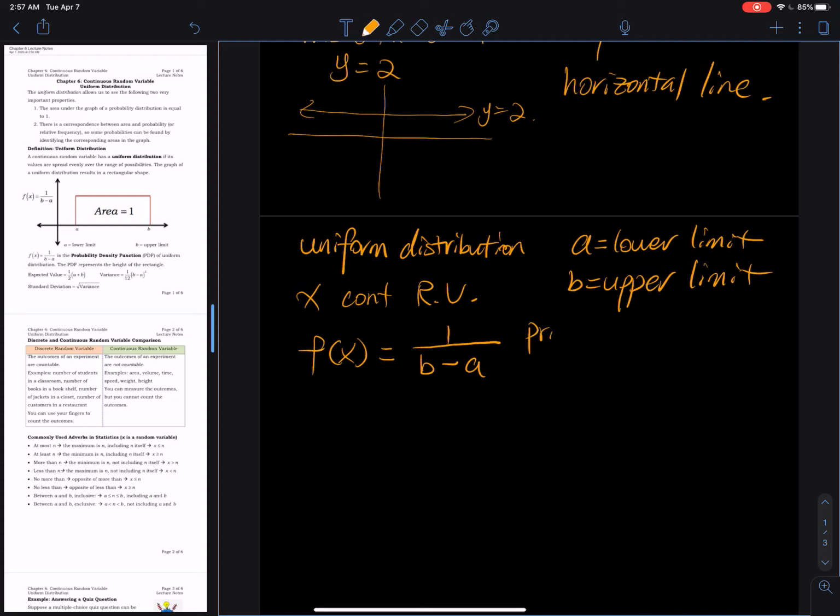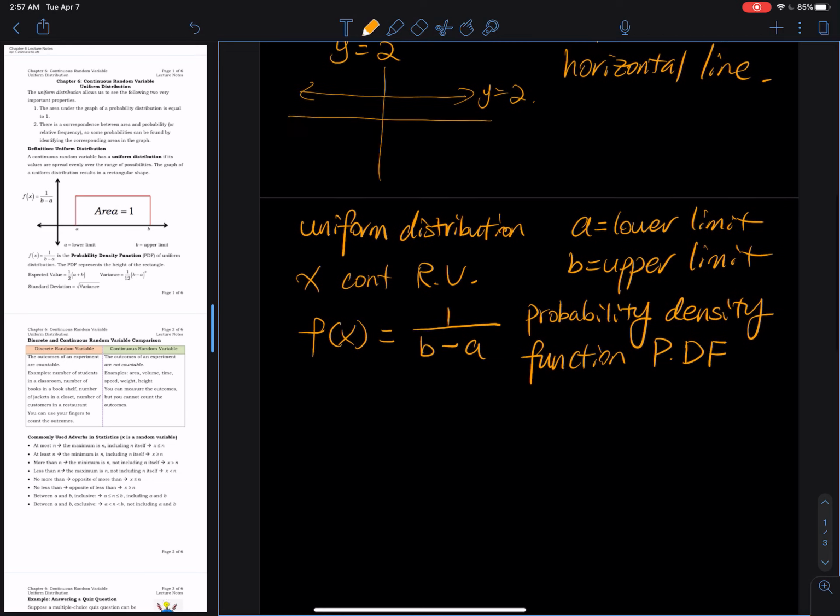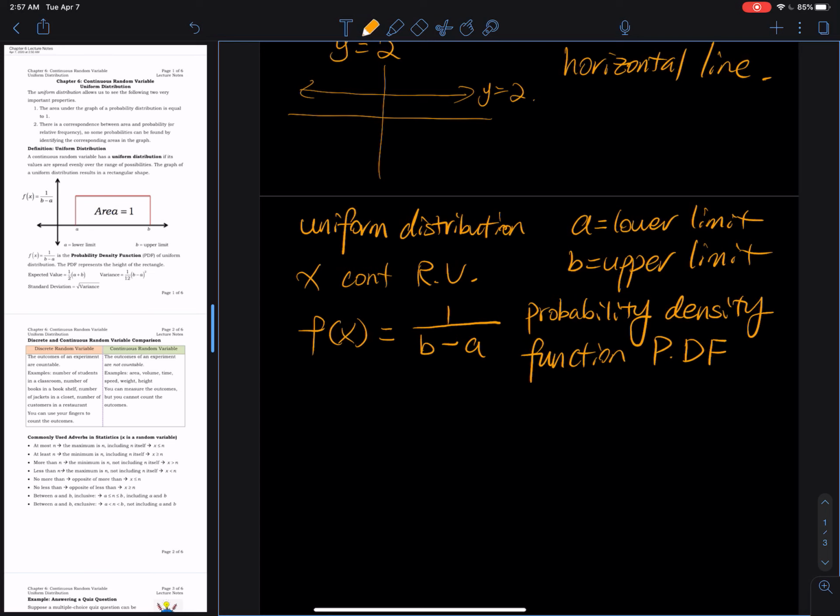We call this the probability density function. In short, we call this a PDF. All right. So this is the PDF of uniform distribution. a is the lower limit, b is the upper limit.